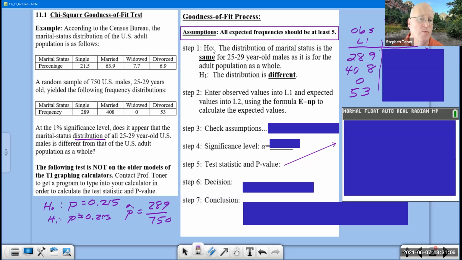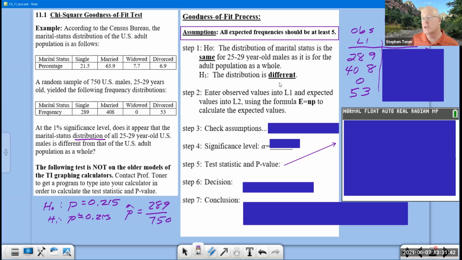But notice how I'm writing the null and alternate hypothesis for this problem. I'm going to start by assuming that the distribution of marital status is the same for the 25 to 29-year-old males as it is for the adult population as a whole. And then we're going to show maybe that the distribution is different. Notice it's all about the distribution. Now, I've used and underlined the words same and different because that is a good way to help lock in which wording goes in the null and which wording goes in the alternate hypothesis.